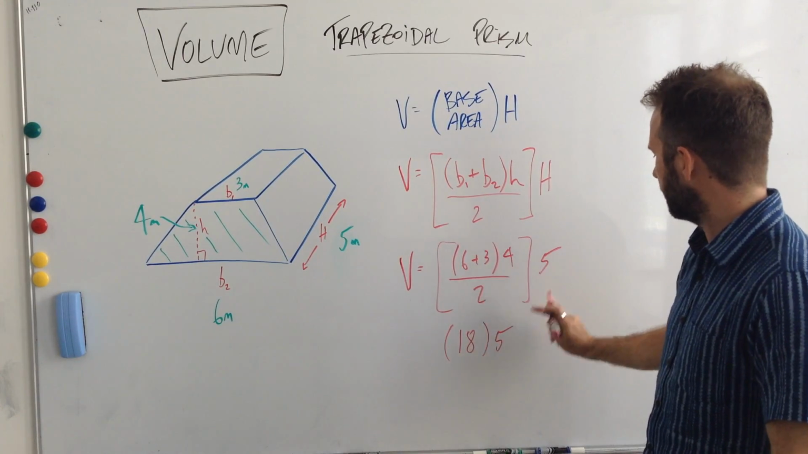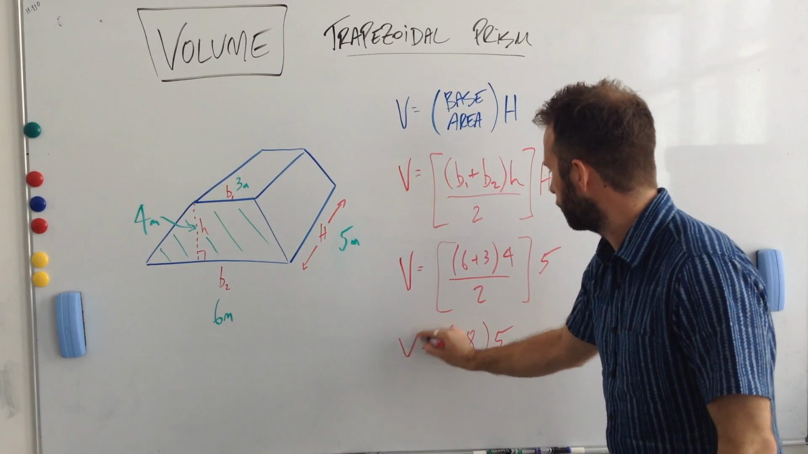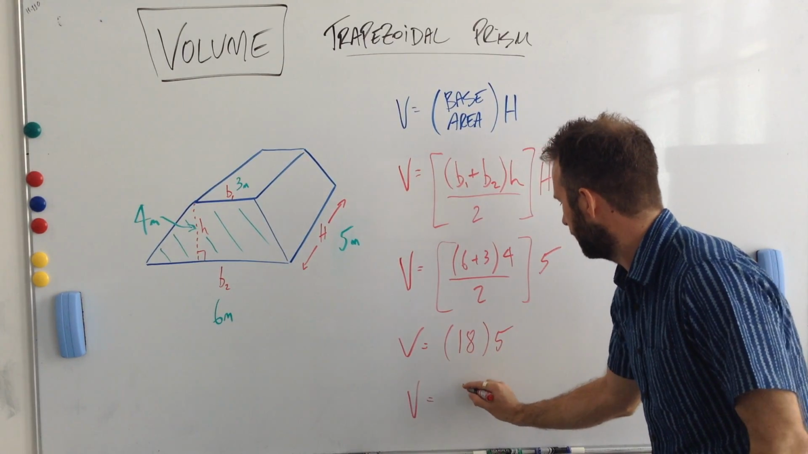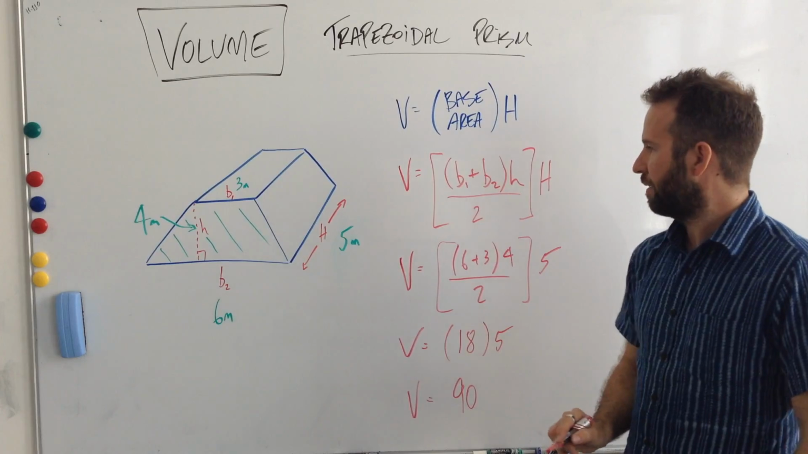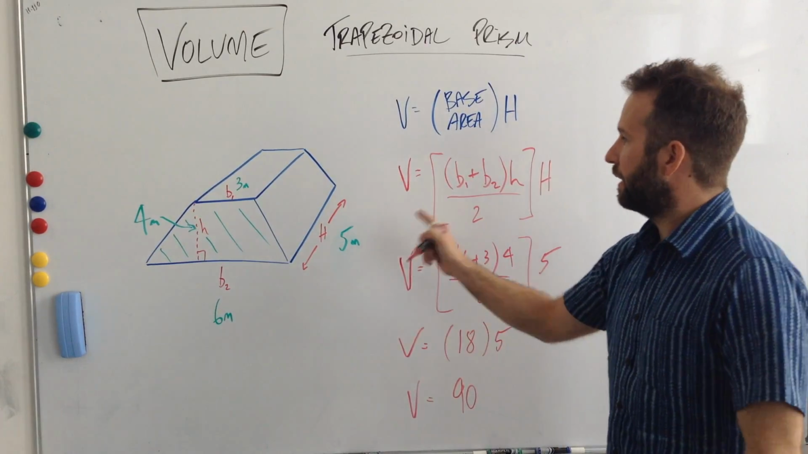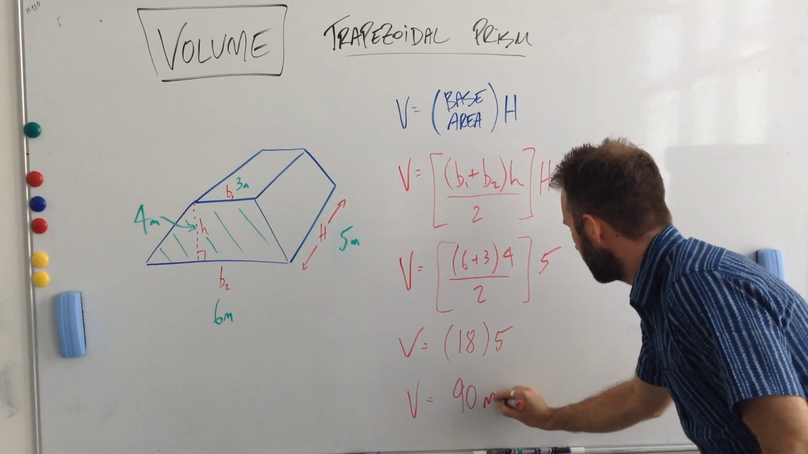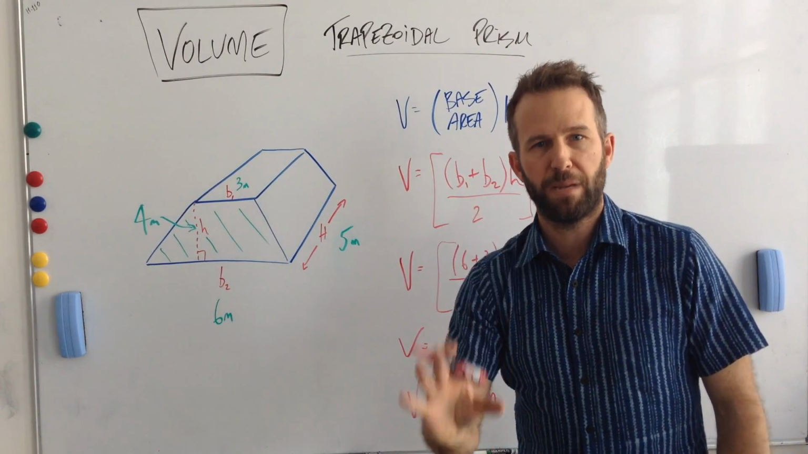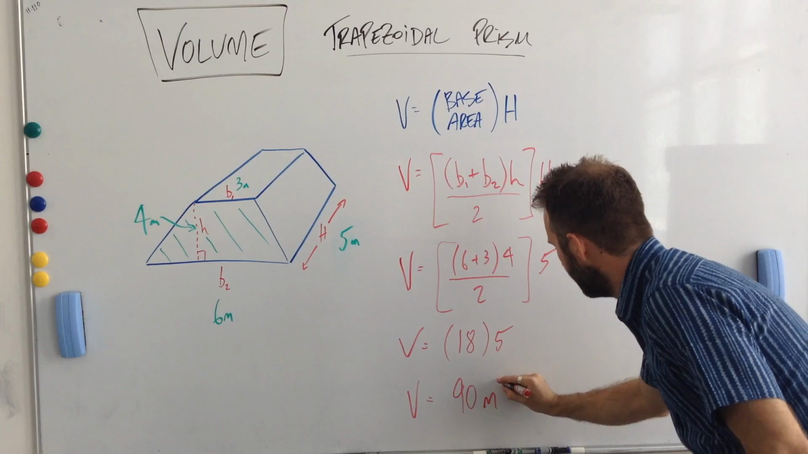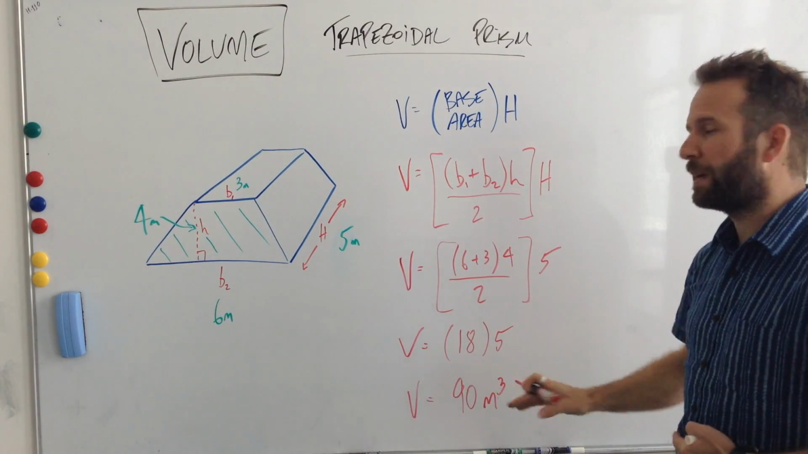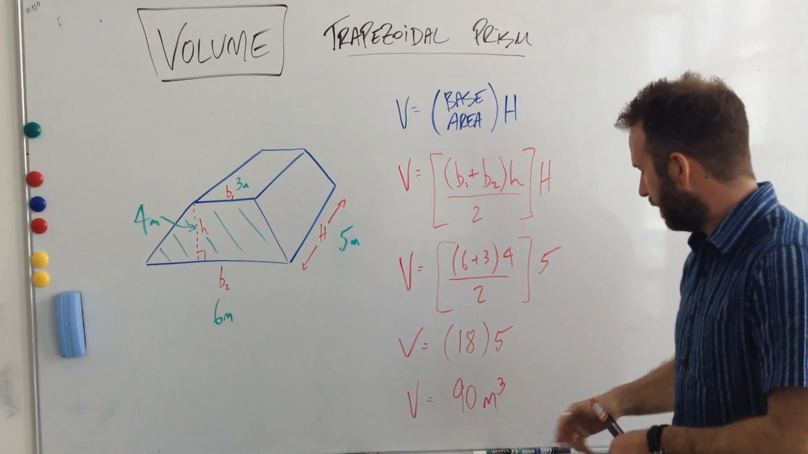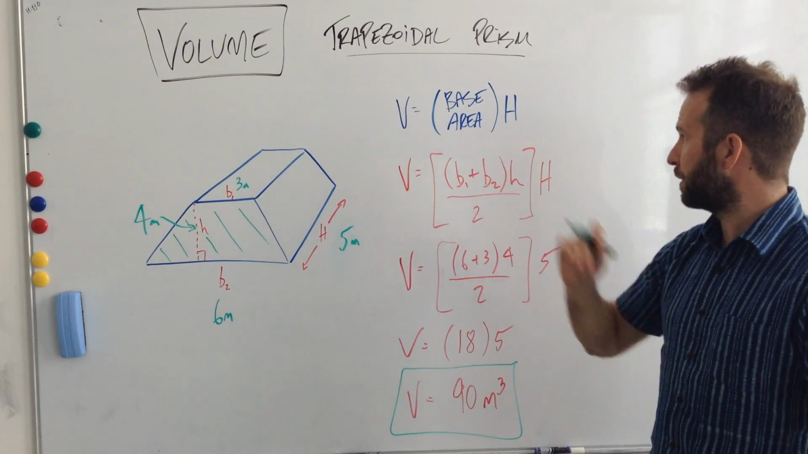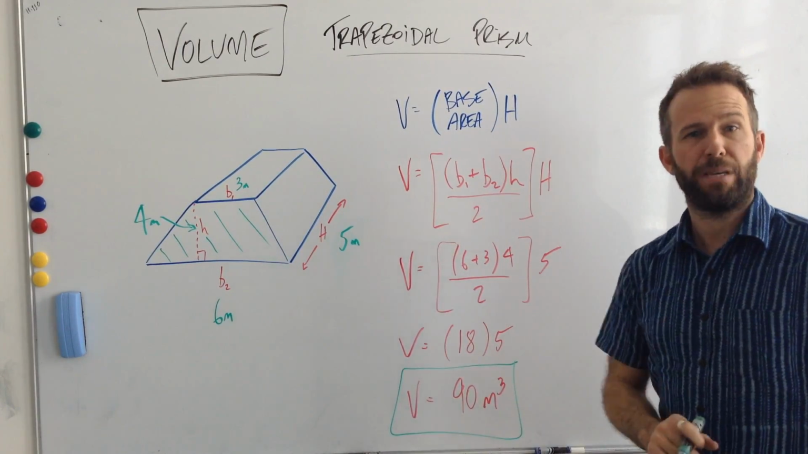And of course, that still has to get multiplied by big H. So here we've got 18 multiplied by 5, volume is equal to 90. Now in this case, we're dealing in meters, and once again, as we've been talking about, volume is in cubic meters. So I need to indicate the cubic meter symbol like that. So in the end, the volume of this trapezoidal prism is 90 meters cubed.